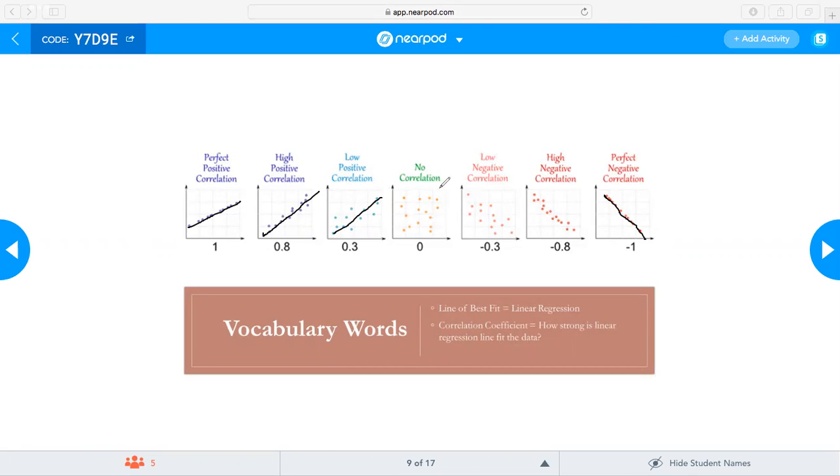So what I want you to notice is that the closer the number gets to 0, the less the correlation. And if I was writing notes, correlation is the relationship between x and y. So the correlation is the relationship between x and y.